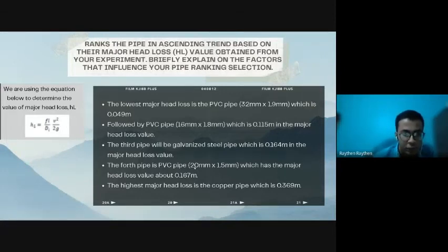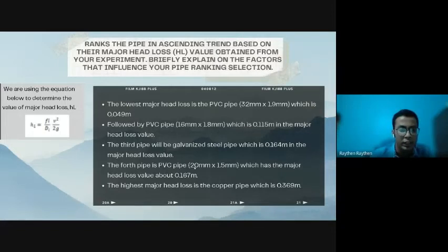The lowest major head loss is the PVC pipe, 32 millimeter times 1.9 millimeter, because it has the largest pipe diameter and the lowest absolute roughness, which is negligible. It happens because when the diameter of the pipe increases, the flow area increases, and then the velocity of the liquid at a given flow rate is reduced. When the velocity is reduced, there is lower major head loss due to friction in the pipe. Besides that, when the roughness of the inside pipe wall decreases, the thickness of the slow or non-moving boundary layer of liquid decreases.